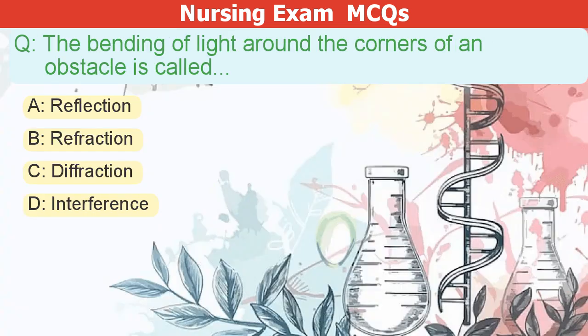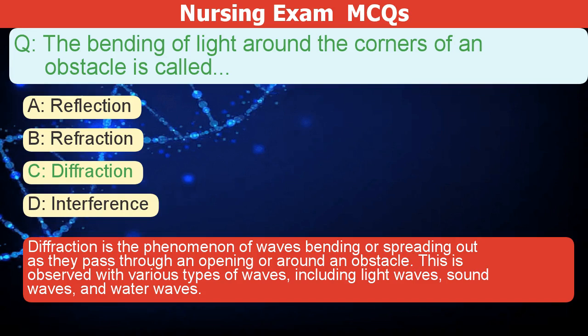The bending of light around the corners of an obstacle is called A. Reflection, B. Refraction, C. Diffraction, D. Interference. The correct answer is C. Diffraction is the phenomenon of waves bending or spreading out as they pass through an opening or around an obstacle. This is observed with various types of waves, including light waves, sound waves, and water waves.